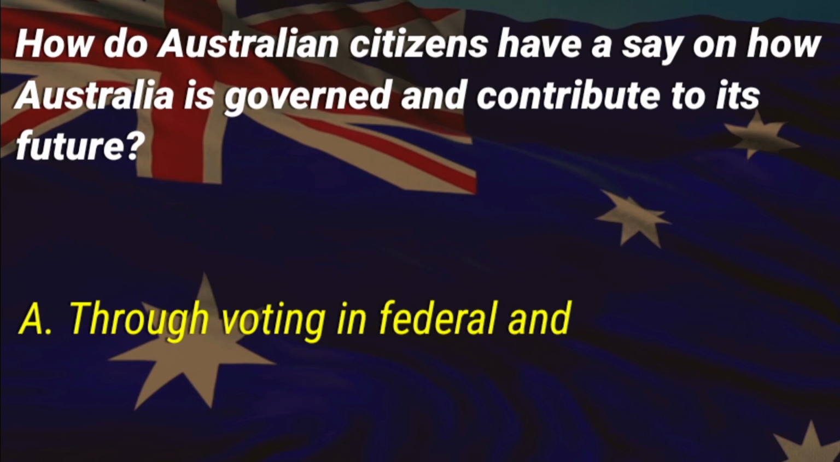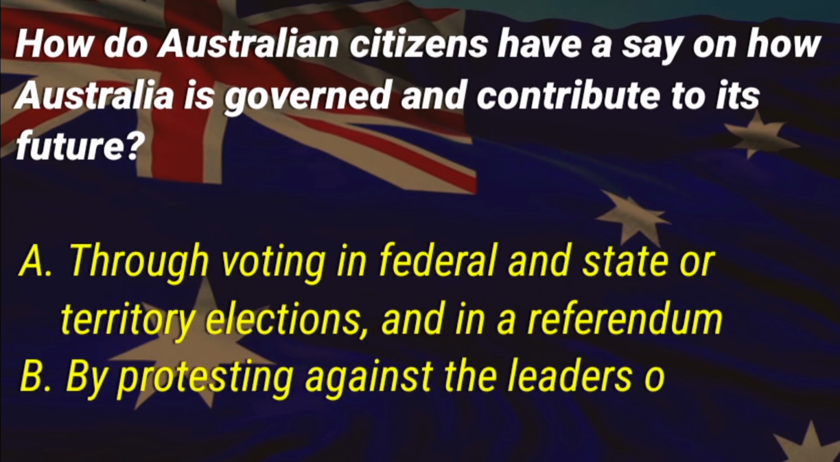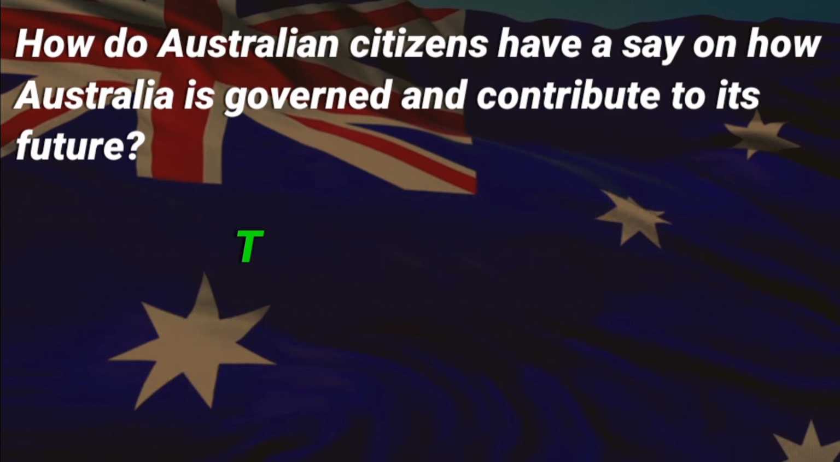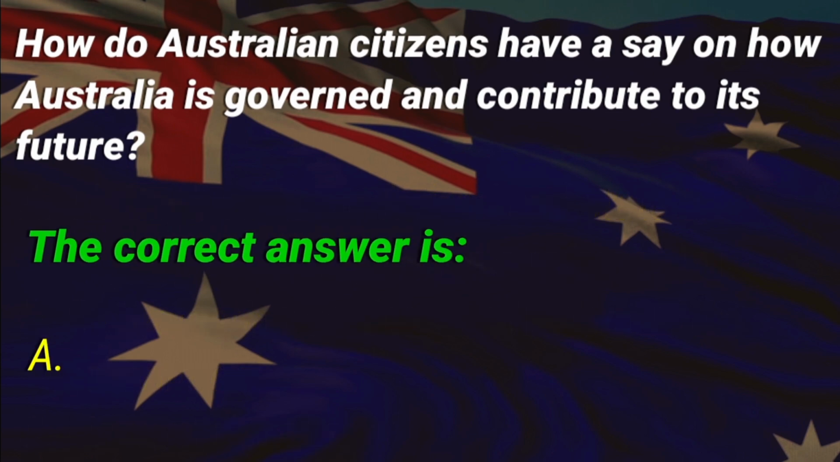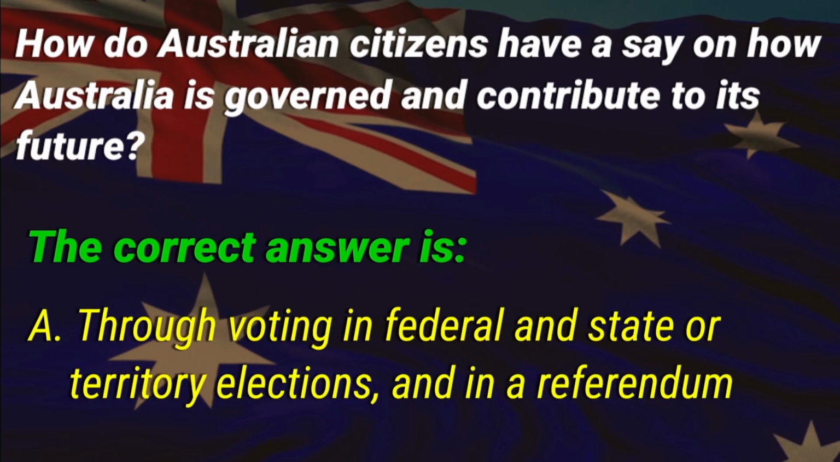How do Australian citizens have a say on how Australia is governed and contribute to its future? A. Through voting in federal and state or territorial elections and in a referendum. B. By protesting against the leaders of the government. C. None of the above. The correct answer is A. Through voting in federal and state or territorial elections and in a referendum.